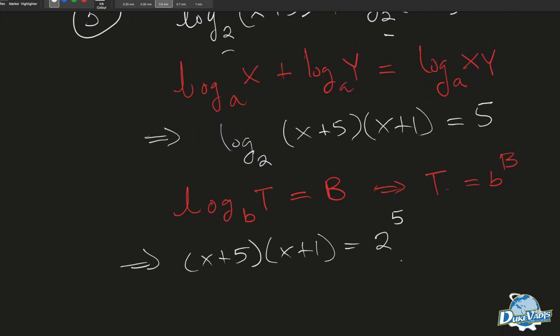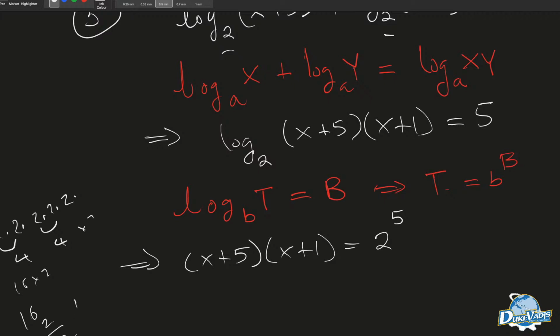So let's break it down. 2 raised to the power 5 is 2 times 2 times 2 times 2 times 2, so five 2s. 2 times 2 gives us 4, 4 times 2 is 8, 8 times 2 is 16, and 16 times 2 is 32.